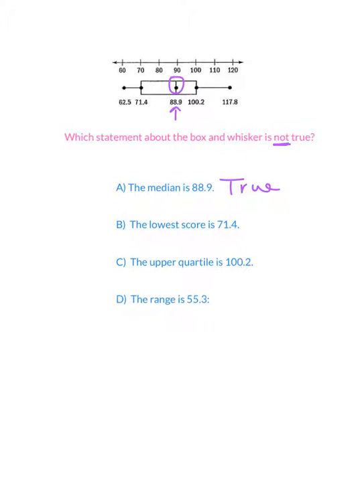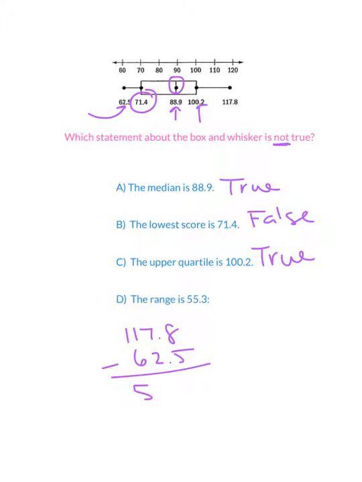Letter B says the lowest score is 71.4. If that were our lowest score, it would be our lower extreme. However, it looks like 62.5 is our lower extreme, so that's false. That 71.4 does appear, but it's not our lowest score. That is our lower quartile. Letter C says the upper quartile is 100.2, which is true. And our last one, D, the range is 55.3. If I take 117.8 minus 62.5, I do get 55.3, so that's true. So our answer to this question is letter B. That's the only statement that's false.